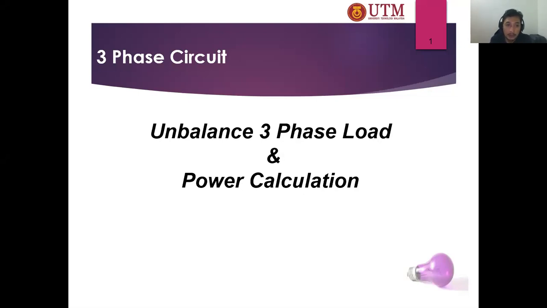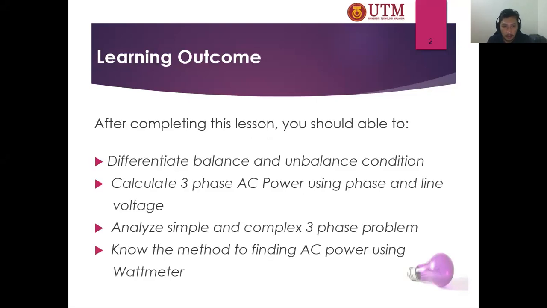AC power. Okay, so unbalanced three-phase load and the power calculation. So the learning outcome, we have four. The first one, after the completion of this lesson, the student should be able to differentiate between balanced and unbalanced conditions. The second one, you are able to calculate the three-phase AC power system using phase and line voltage, and phase and line current. Analyze simple and complex three-phase problems. And the last one, know the method to measure AC power using a wattmeter.